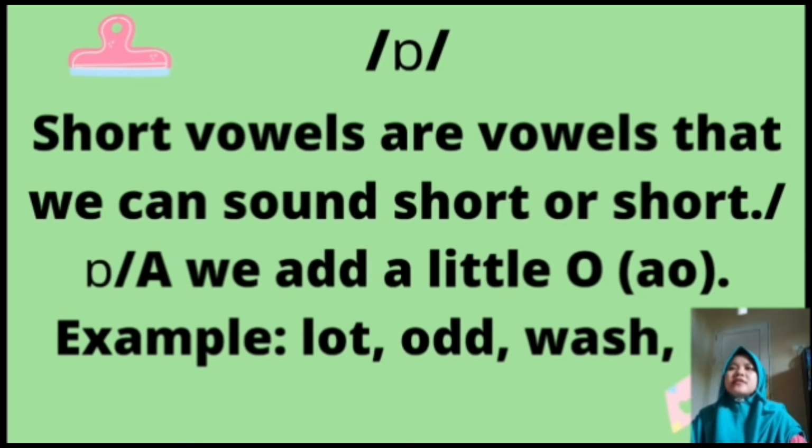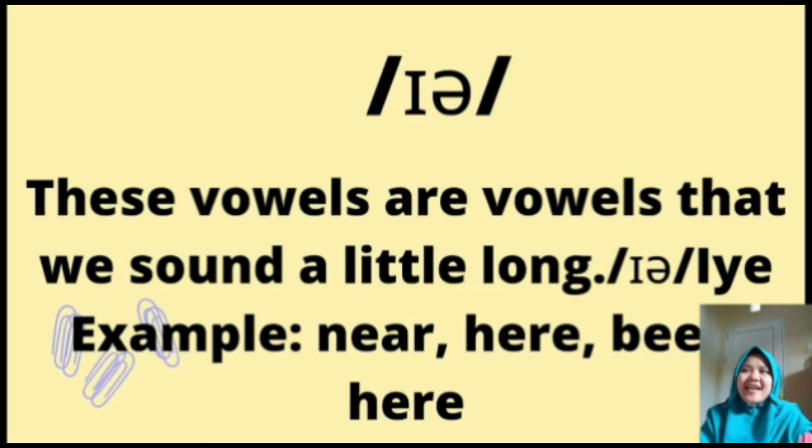O. We add a little O. Example: load, old, was, lot. These vowels are vowels that we sound a little long. Example: net, help, beer, hair.